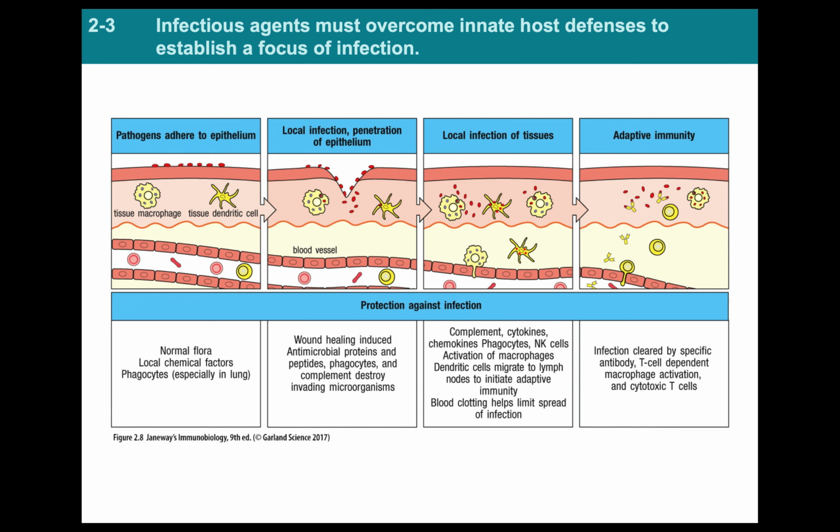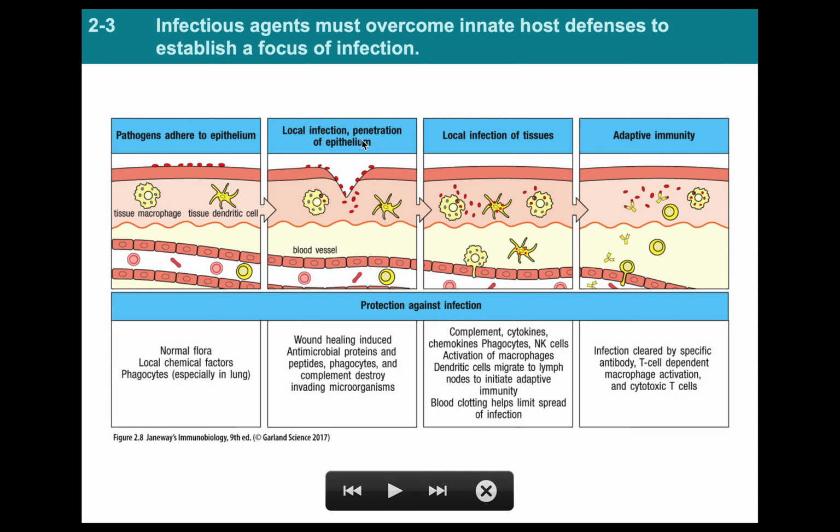And so, to start an infection, those infectious agents must overcome at least one and possibly several of these innate host defenses in order to get there. So, just adhering to your epithelium does nothing. Your normal skin flora, which are the bacteria that you find on your skin, are there anyway, and no big deal. In your lung, on the surface, you would actually have some macrophages, some of these phagocytes, just waiting to pounce on anything that comes along.